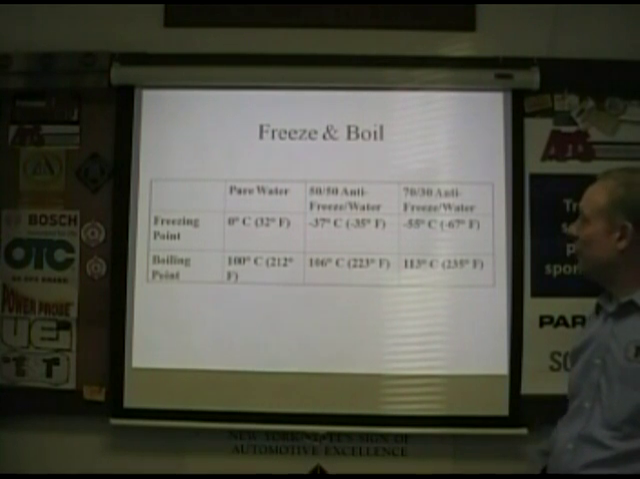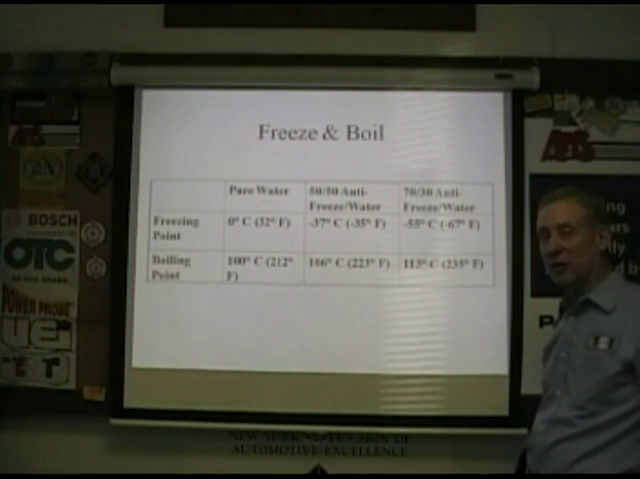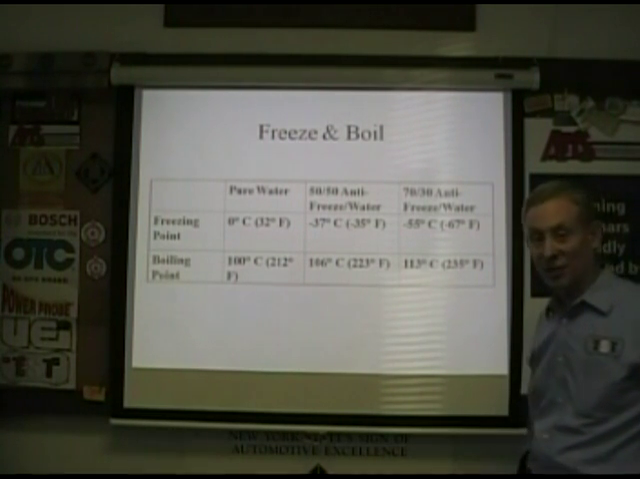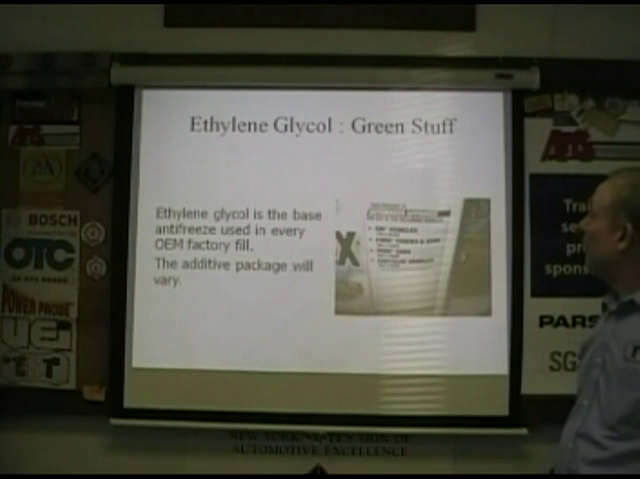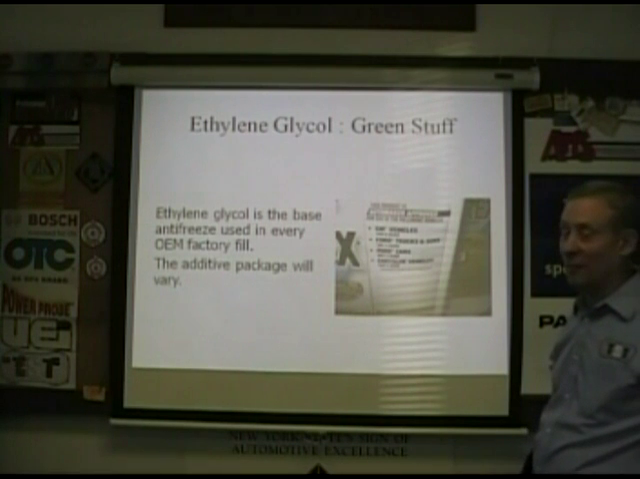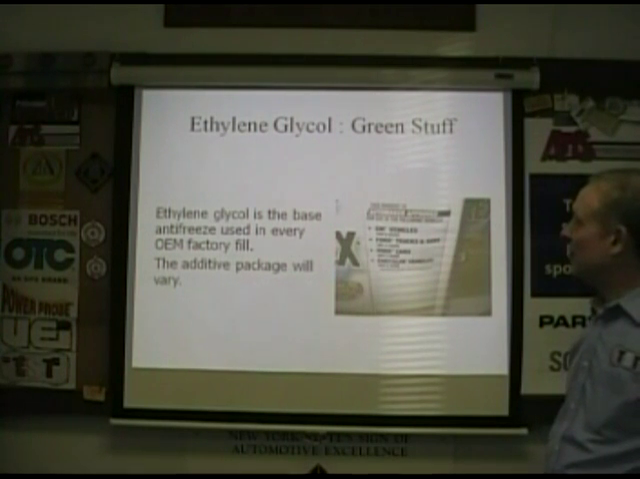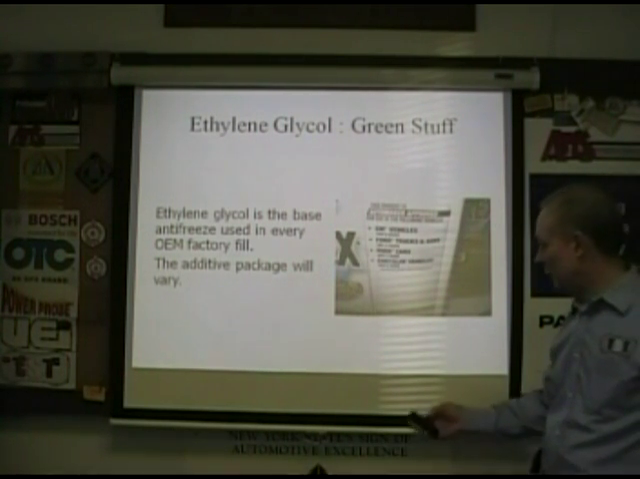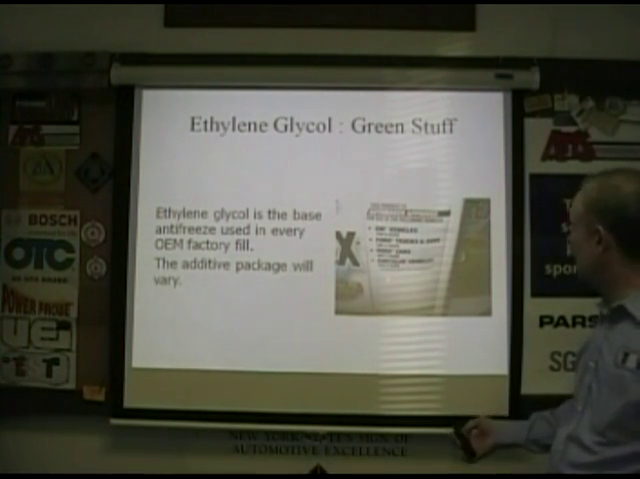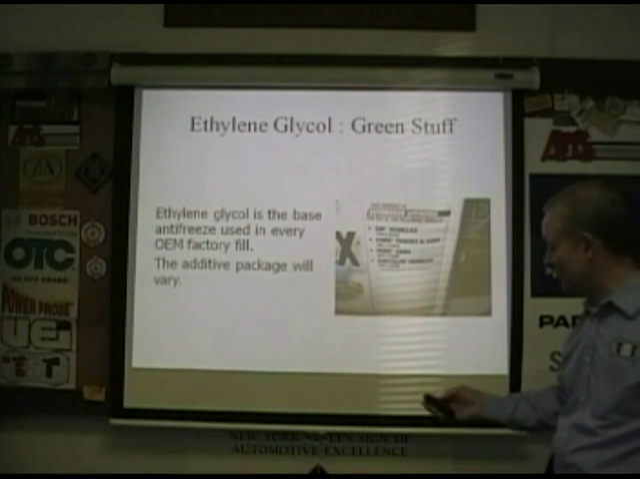All right, freeze and boil. There's a chart here. We don't have to go over this. You can read it on a can. The bottom line is water is a great coolant, but it freezes at 32 degrees, it boils at 212 at atmospheric pressure, and it also is a wonderful corrosion promoter. Ethylene glycol, green stuff. Ethylene glycol, by the way, is colorless. Green stuff, they just add dyes to them. That's the base. It's used in every factory fill. The additive package varies, and actually that's what this is all about, how it varies and why it's important to you. You can see on this can here, GM, Ford, Chrysler. Nothing here about European, Japanese, or whatever.